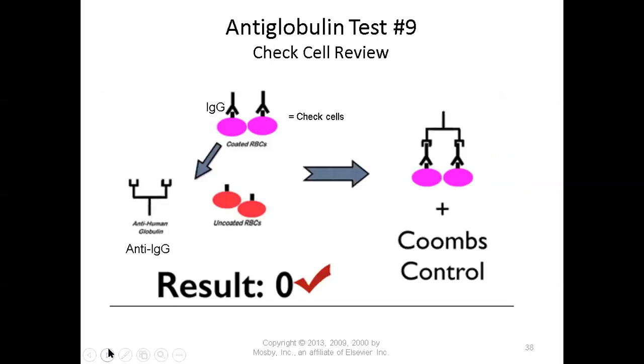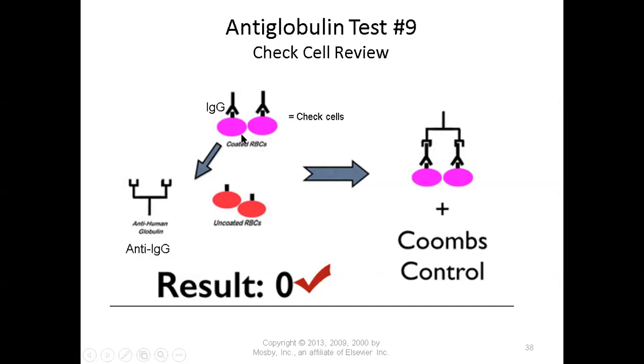Okay, so here's our check cell review. So basically, we have our anti-human globulin, or anti-IgG, and we added red cells. We have red cells that we added our anti-IgG to, and there really wasn't any IgG bound to these red cells. They're uncoated. So when we add the anti-human globulin, it had nothing to bind to. So in this test system, it's looking negative. We're not seeing any type of agglutination at all. So this would be a time when we would need to add the check cells.